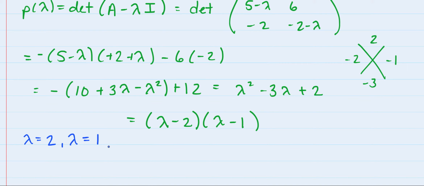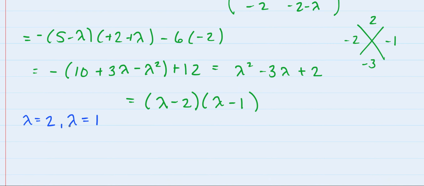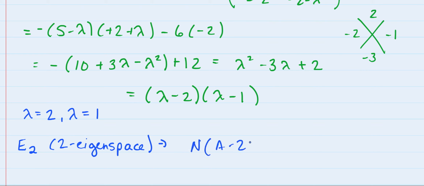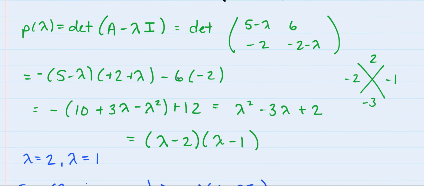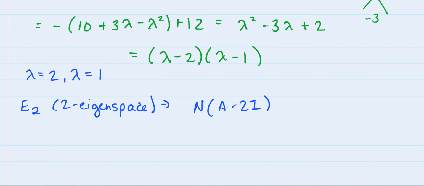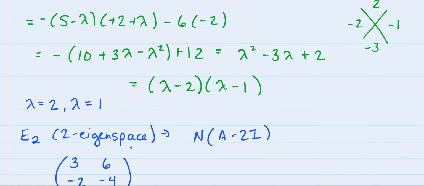Now let's find the corresponding eigenspaces. We're going to start with the 2 eigenspace. To find that, we need to find the null space of A minus 2I. So we're going to take this matrix and subtract 2: 5 minus 2, and then -2 minus 2. So we get 3, 6, -2, and -4. Just want to double check.